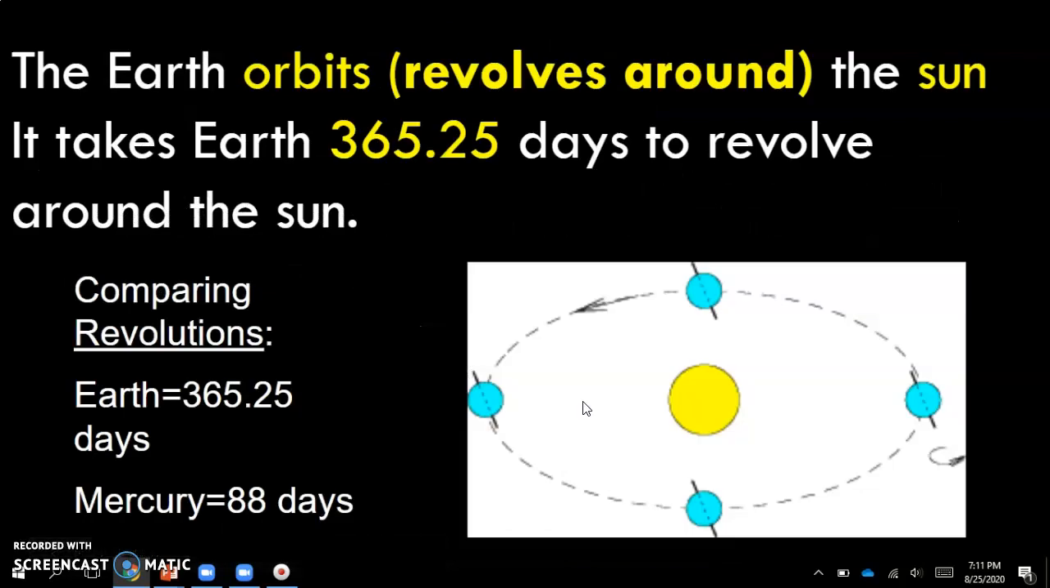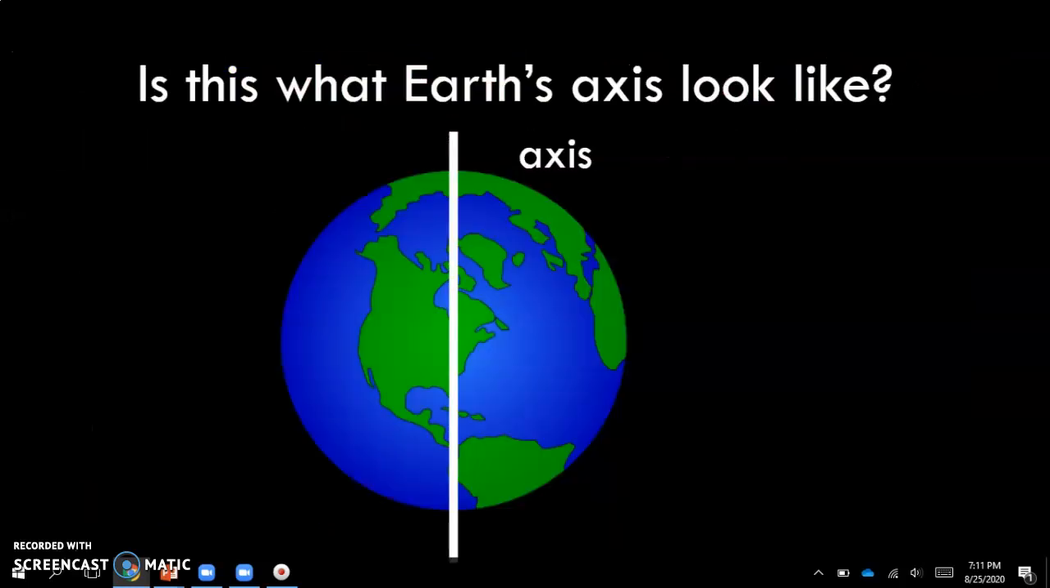The Earth also orbits around the sun, and it takes 365.25 days to make that complete revolution. And remember, it's an extra quarter day, and that's the reason why every 4 years we have a leap year.